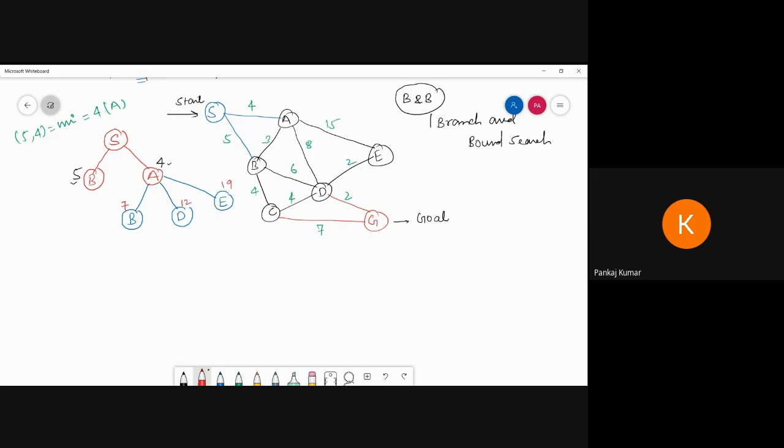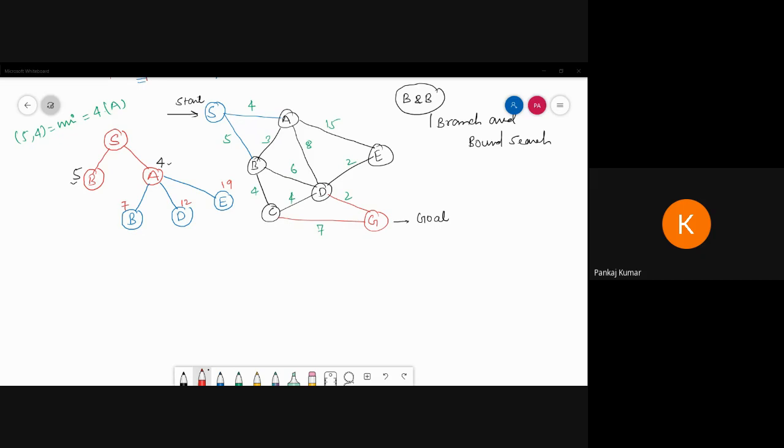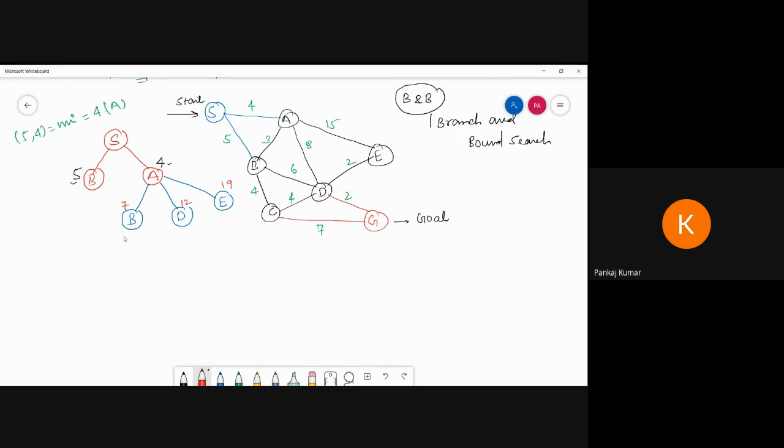Is it clear? Any doubt? Up to this exploration, this traversal, any doubt? Please reply. Up to this exploration, that means the traversal of A, is it clear or not? No, sir, no doubt. Okay, thank you, Yash. Now see, after exploring A, we can see B, D, and E.